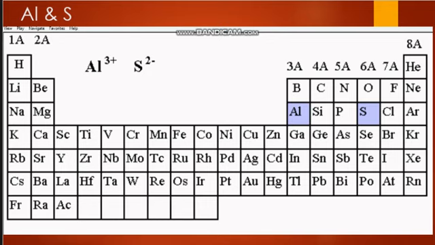Now getting the chemical formula is a snap. We simply switch the charges. The 2- goes to Al, and the 3+ goes to S. We make them subscripts instead of superscripts, and then we get rid of the charges. So the final chemical formula is Al2S3. This is how you'll determine the chemical formula of any ionic compound. Determine what charge the ions take, switch the charges, drop the signs, and you've got the chemical formula.